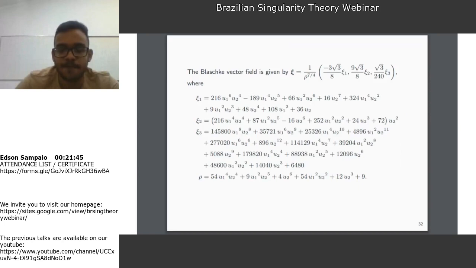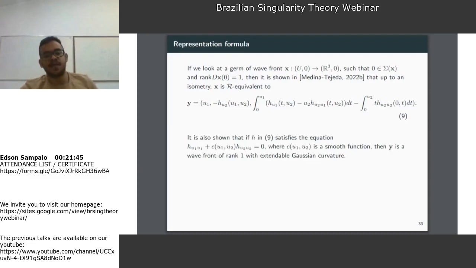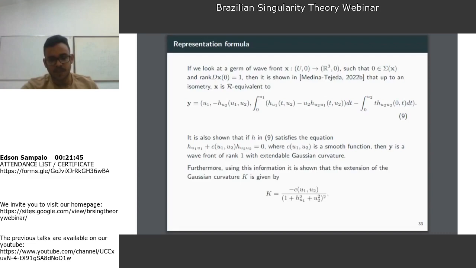And then let's look at the second class, wave fronts with extendable Gaussian curvature. I need to mention this representation formula here, given by Medina Teixeira. He showed that if you take a wavefront X of rank 1, then up to an isometry, X is equivalent to this representation formula here, where H is a smooth function. And more than this, he showed that every time the smooth function A satisfies this PDE here, where C is a smooth function, then X is a wavefront of rank one with extendable Gaussian curvature. And more than this, the extension of the Gaussian curvature is given by this expression here. So for instance, if you want to extend the Gaussian curvature in a way that is non-vanishing, then we just need to take C as a non-vanishing smooth function.